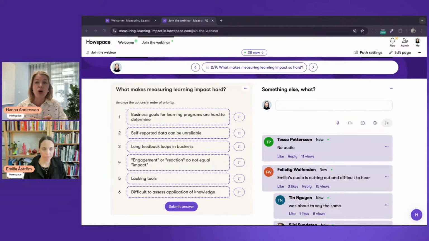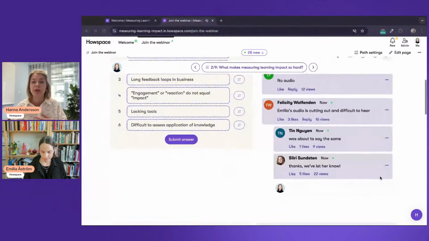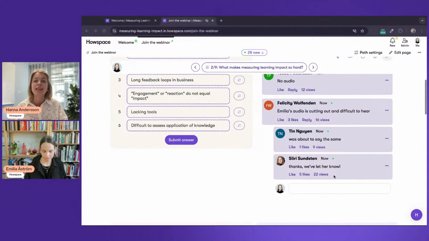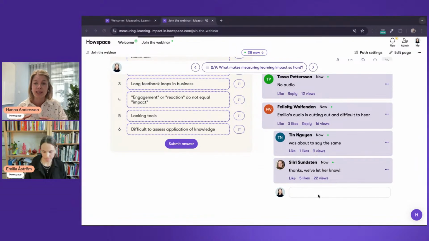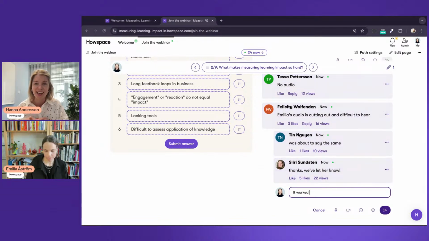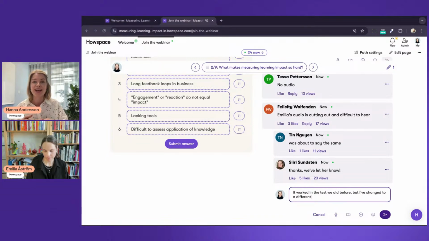People also often measure only engagement. That's at least easy to follow up with, because you can see, for example, how many took the course, how many completed it, and so on. But that does not necessarily mean that learning has actually happened or that people have applied their learnings. It doesn't mean that there has actually been any behavior change, let alone any business results. So engagement is not the same thing as impact.